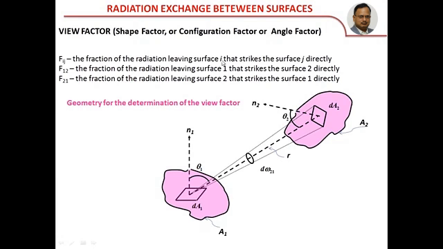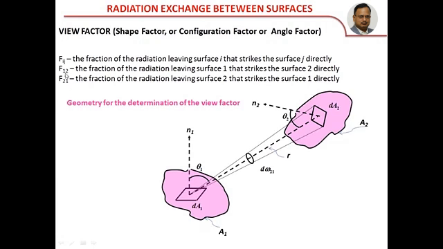leaving a surface i and that strikes the surface j directly is known as shape factor F i to j or view factor F i to j. If I write F1 to 2, it reflects that the fraction of radiation leaving surface 1 and received by the surface 2. If I write F2 to 1, it is the fraction of an amount of energy leaving body 2 and received by body 1.